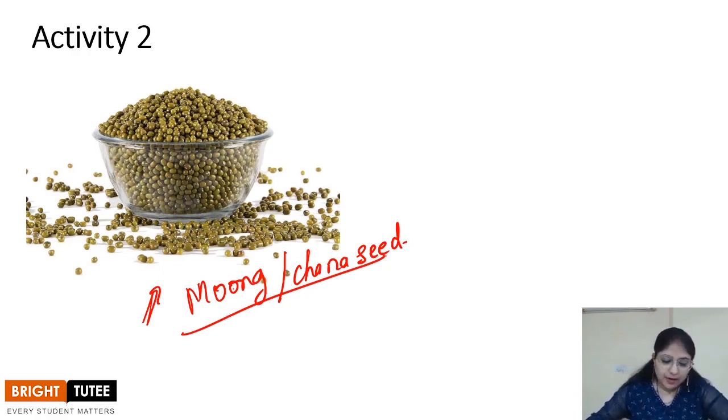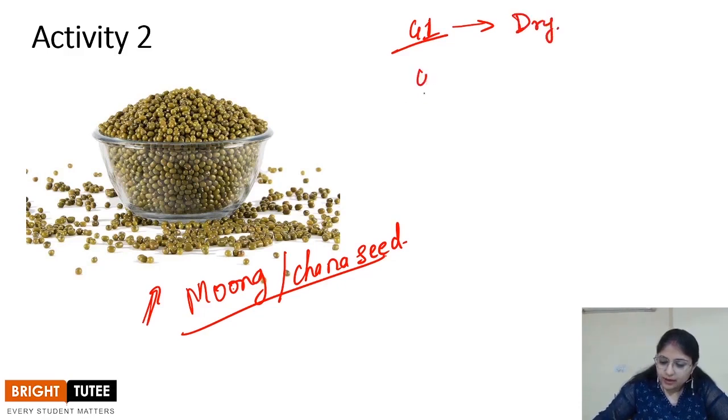We are going to take a few of the seeds and divide them into different groups. Say in group 1, we keep the moong seeds dry. In group 2, we'll keep them submerged in water.